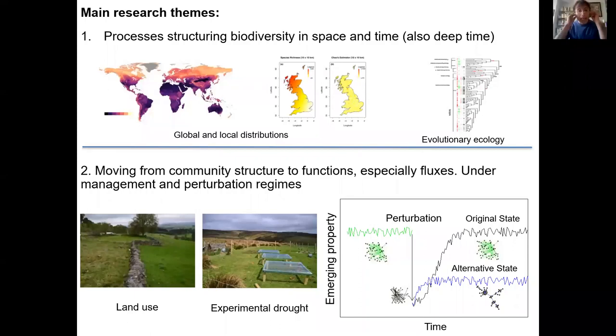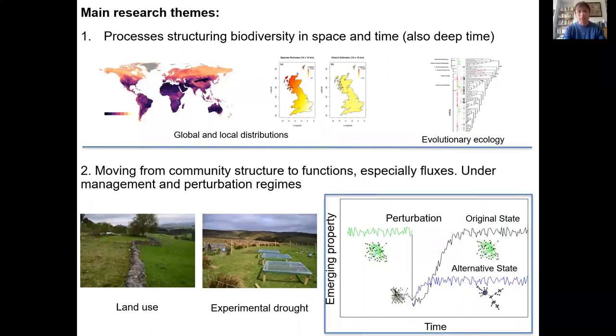Okay, so, I basically study biodiversity, and I do things like investigating species distributions, the relationship between community structure and ecosystem functioning. My typical system is soil communities, soil food webs, but also the interactions between above ground and below ground communities, especially plant and soil. One particular topic that I will develop today is the relationship between community structure and functions, especially fluxes of energy and matter, and what happens when ecosystems are perturbed.